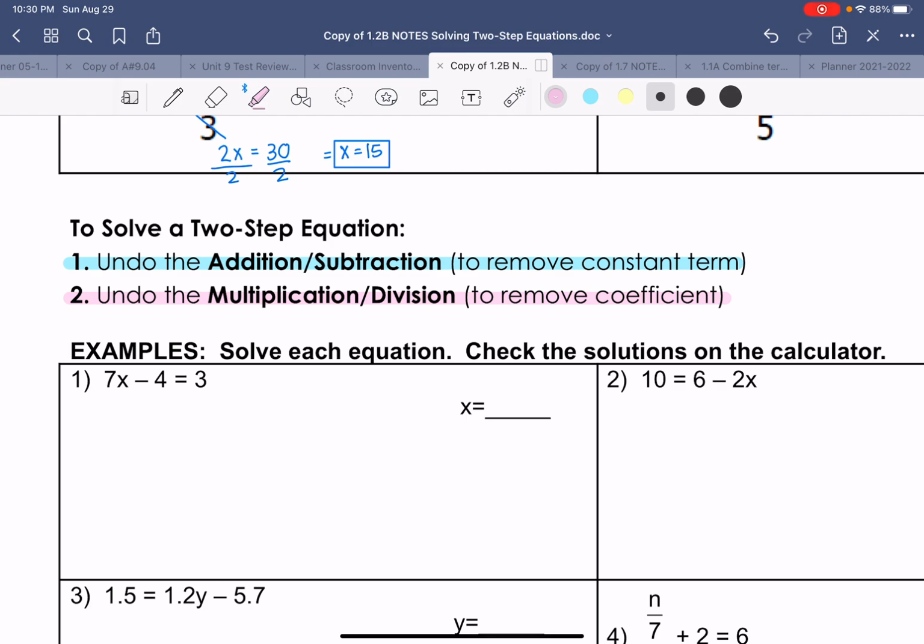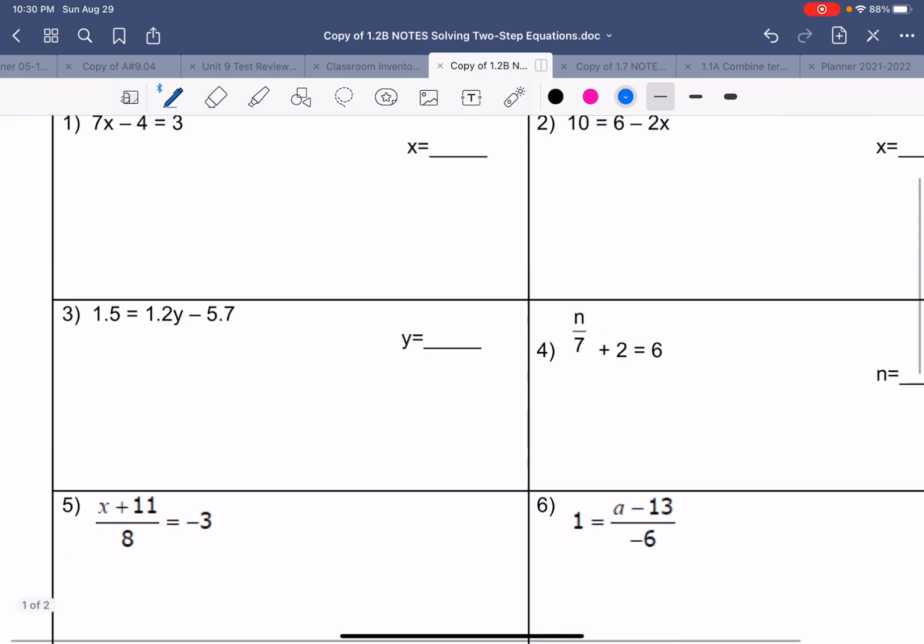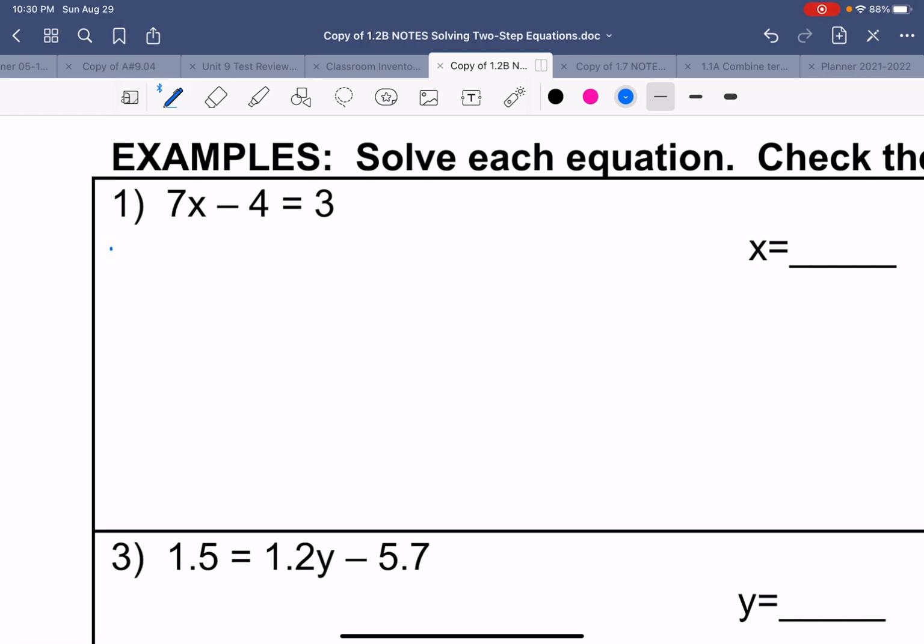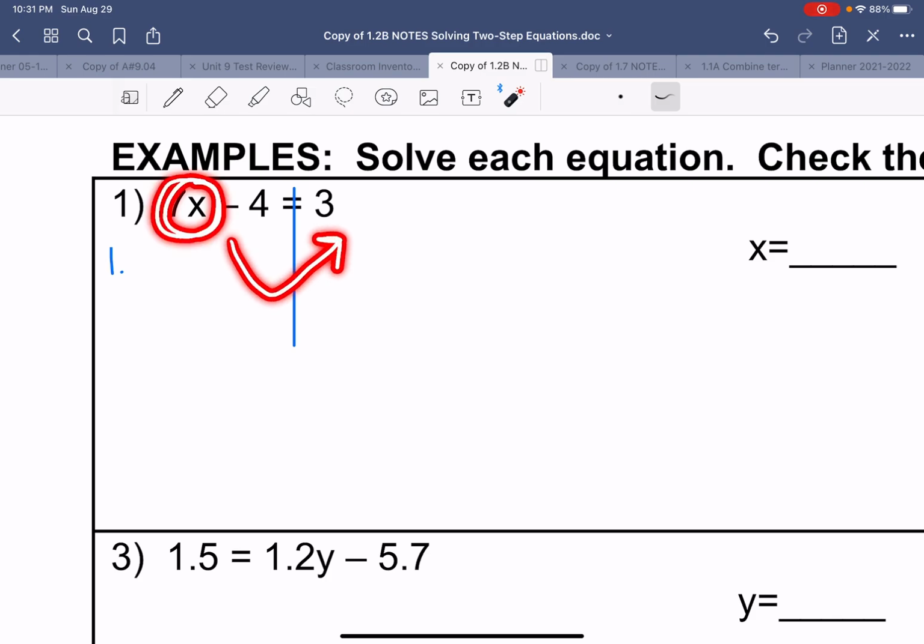Then you must undo the multiplication or division that's happening to x, or remove your coefficient. For example, step 1 was to undo the addition or subtraction. So we love the railroad tracks. If we're looking at 7x minus 4 equals 3, we want to move everything to the opposite side of the variable. The variable is on the left side, so I want to move everything else to the right. The constant that I'm moving is this -4.